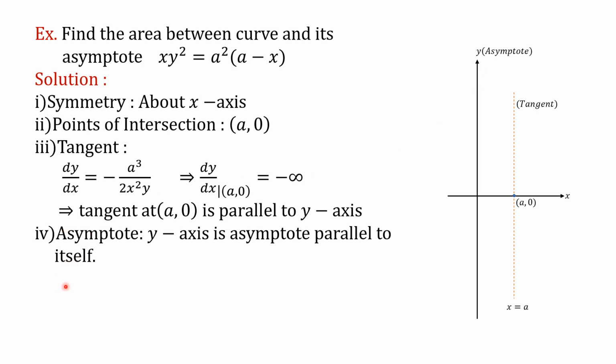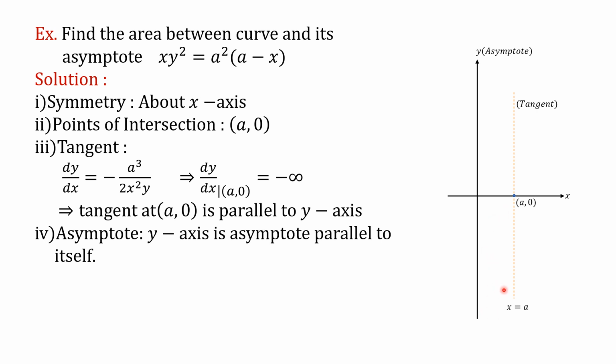Next, region of existence means in which part the curve will exist. As per the position of the asymptote and the tangent, we will divide this coordinate system into three parts, that is for x less than 0, for x lies between 0 and a, and for x greater than a. And in these regions we will check whether y square is positive or negative.